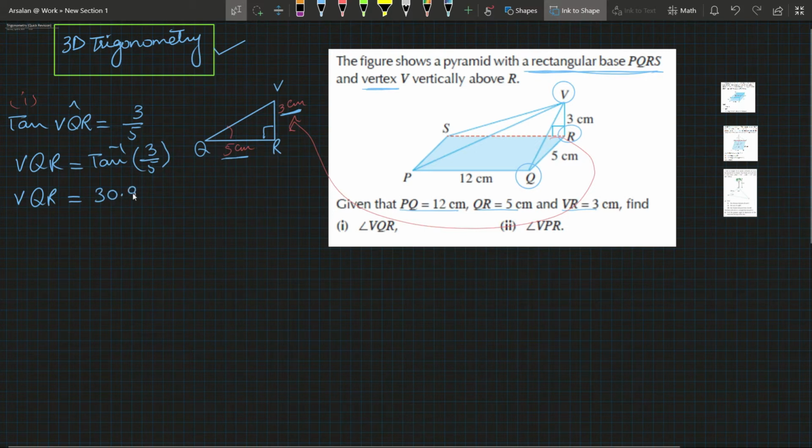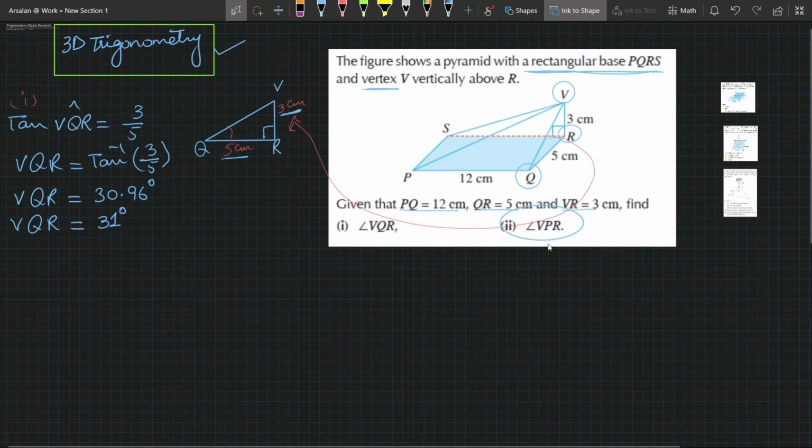30.96 is shown on the calculator, right? But in Cambridge we must give our answer correct to one decimal place for angles, and when it is rounded to one decimal place, it will become approximately 31 degrees, right? So that's how we'll be solving the first part.